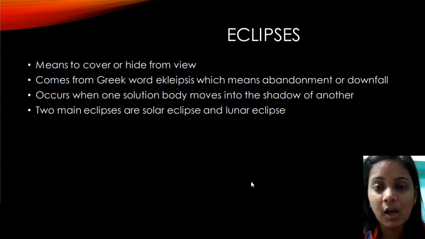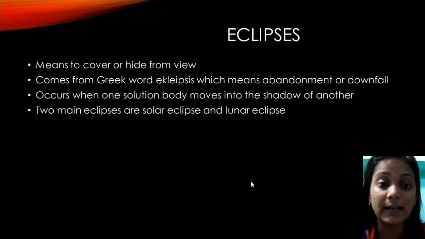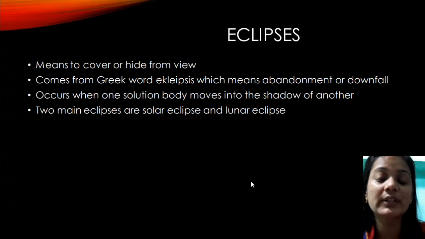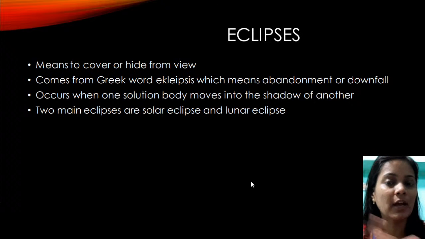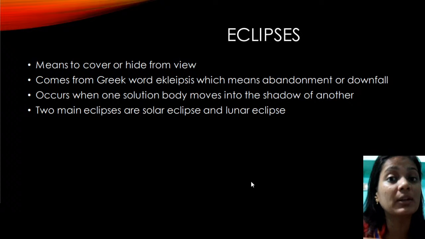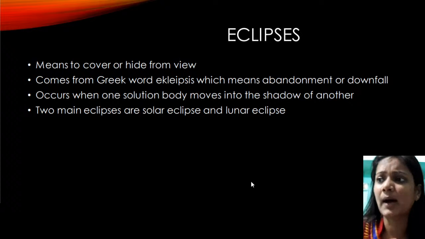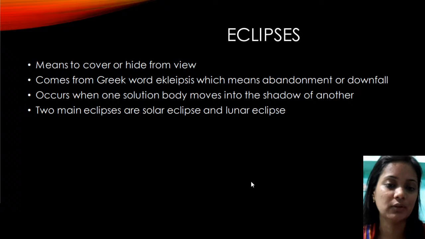And downfall, everybody understands that something is declining. It occurs when one body moves into the shadow of another. Suppose object A is kept and another object B is kept, and the shadow of A falls on B, this is called eclipse. Suppose my shadow falls on some other object, that is called eclipse.